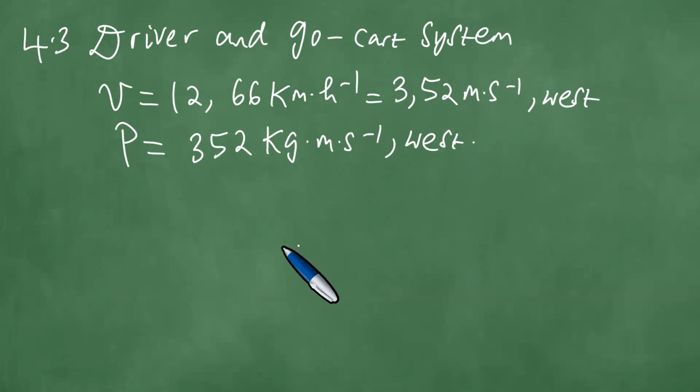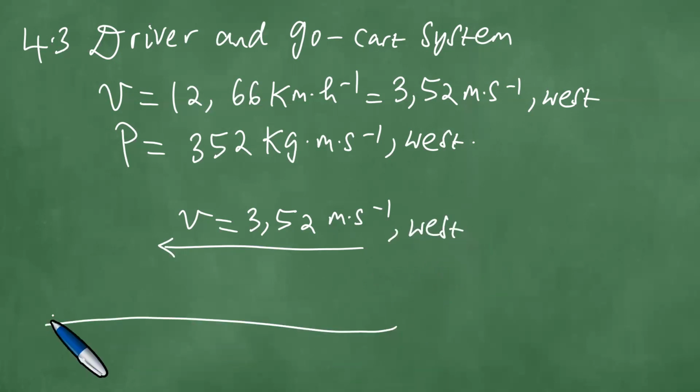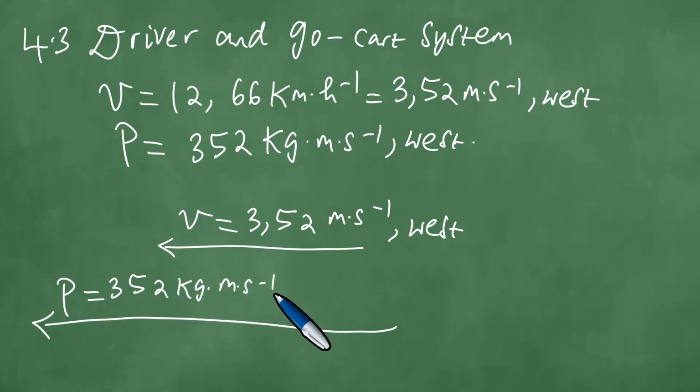So now it's easy, then you can draw. The velocity is 3.52 meters per second west. But the momentum is bigger. It's 352 kilograms meters per second west. Like so. Now, we have this.